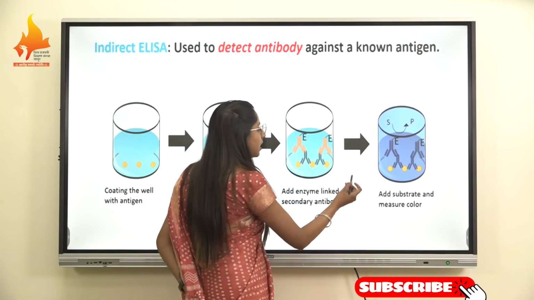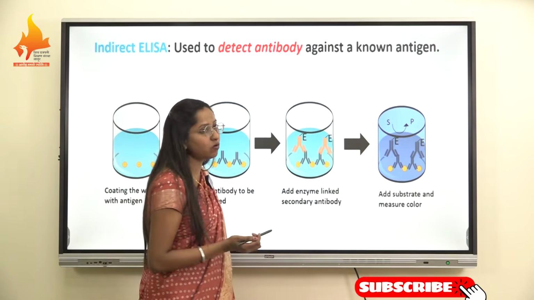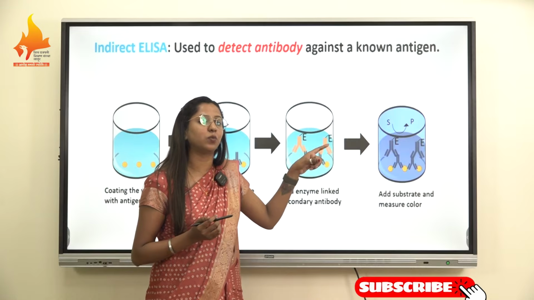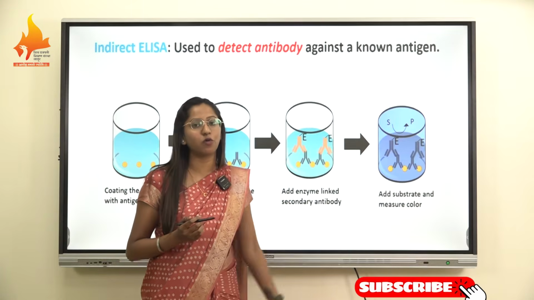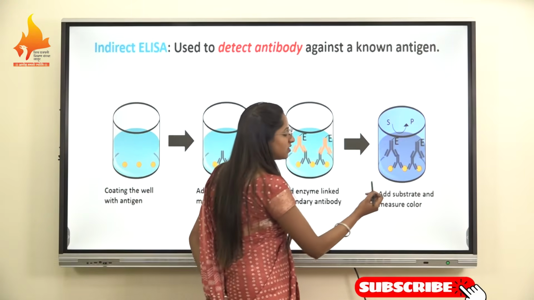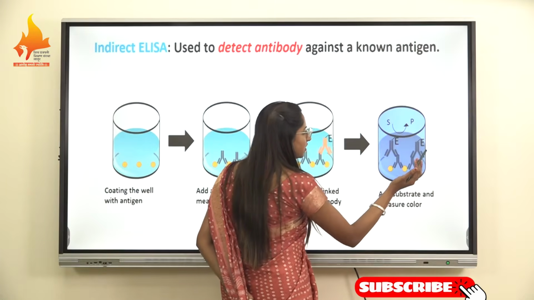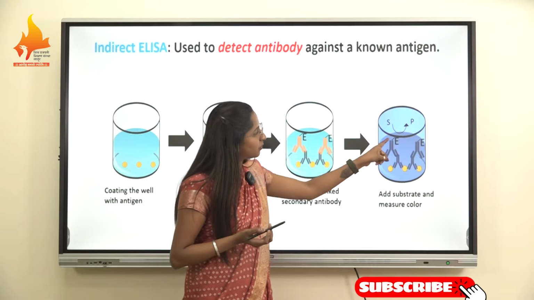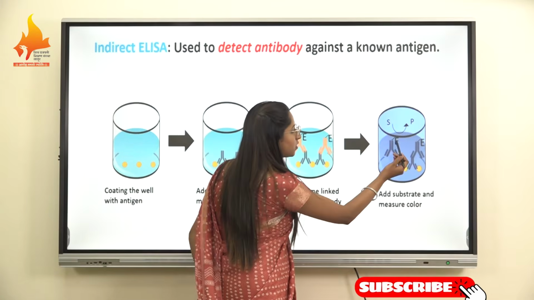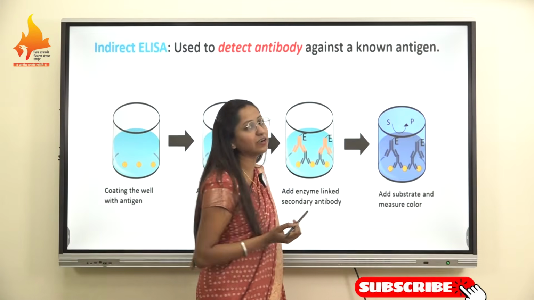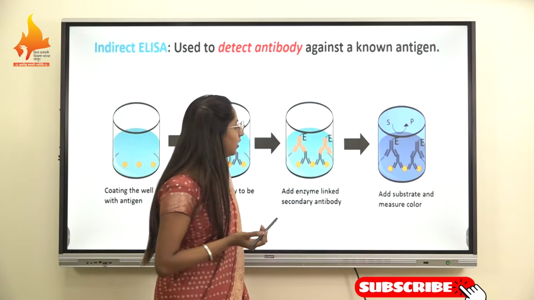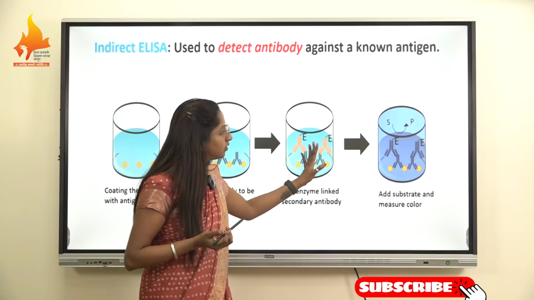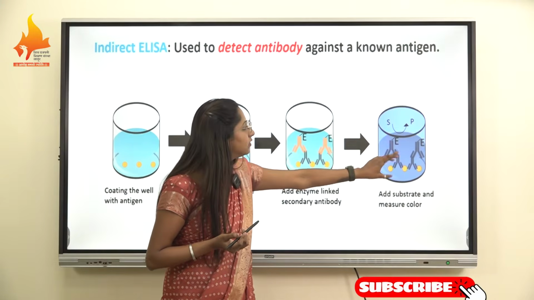After this, again a washing step is carried out. If there are some unbound antibodies linked with enzyme, they will get washed off. And after that, if there is a presence of enzyme, what is the next step? Obviously, you add substrate, and after addition of substrate, this enzyme binds with the substrate to form the product, right? And with the help of which, as you can see, these are all light in color, these are sky blue in color, this is dark blue in color. That means what?